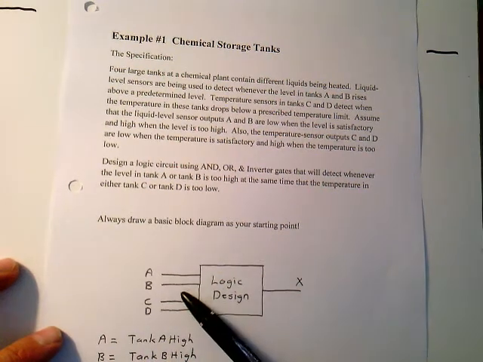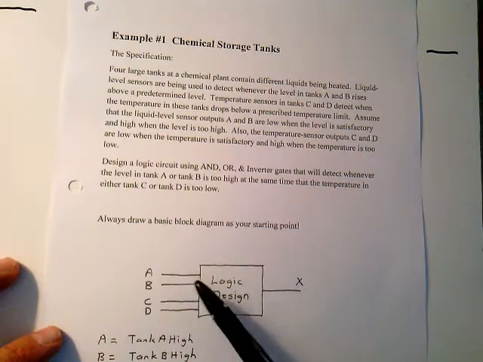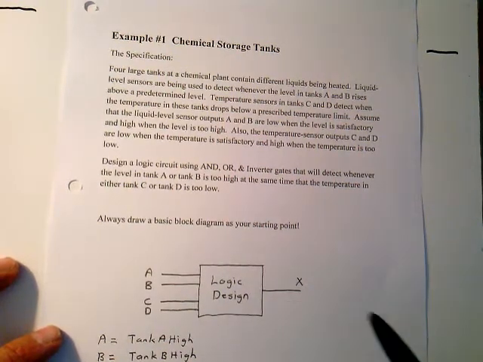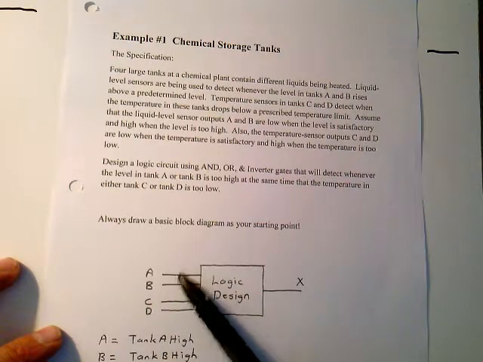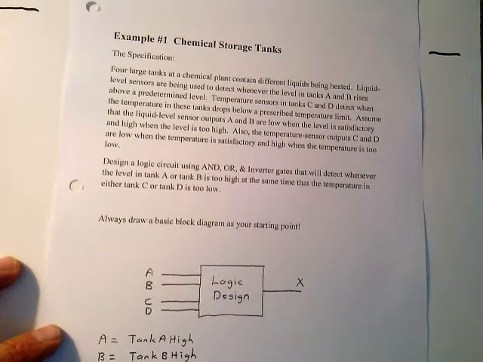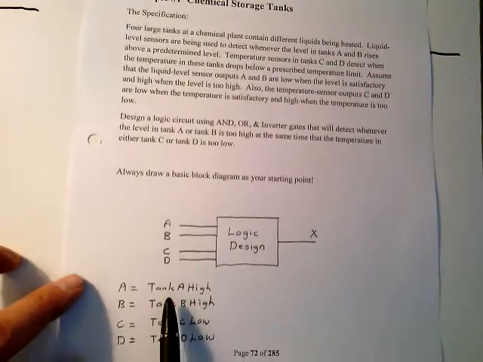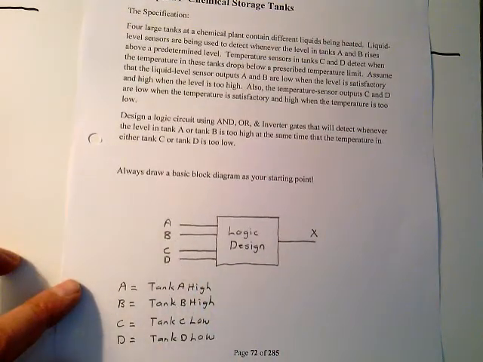Sometimes you'll have 3 inputs and 1 output. Sometimes you'll have 2 inputs and 2 outputs, and 4 inputs and 3 outputs. But it defines your inputs and outputs. That's the main part of the logic design. These literals, A through D here, represent signals.